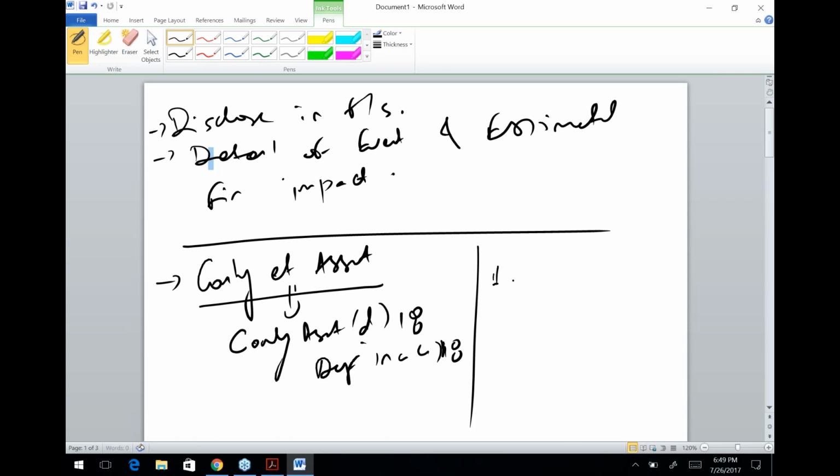So what should they do now? They should say that the deferred income would be debited by 18 and the contingent asset credited by 18.